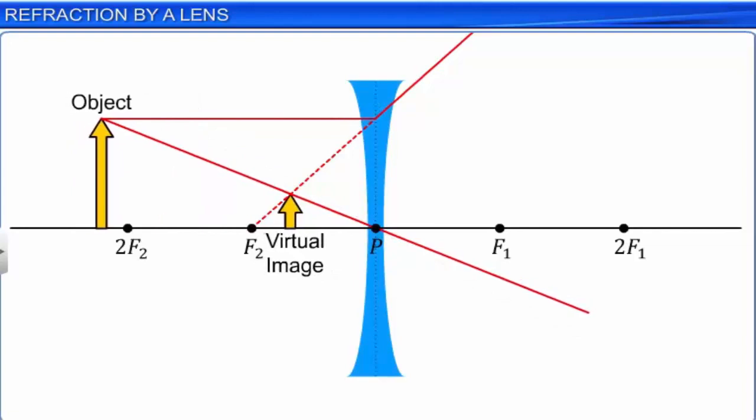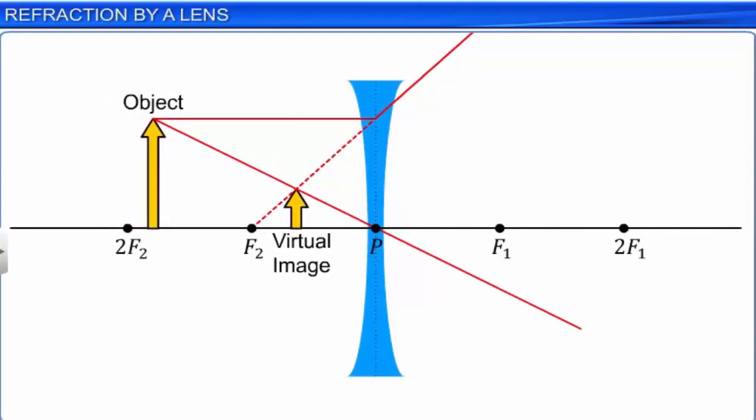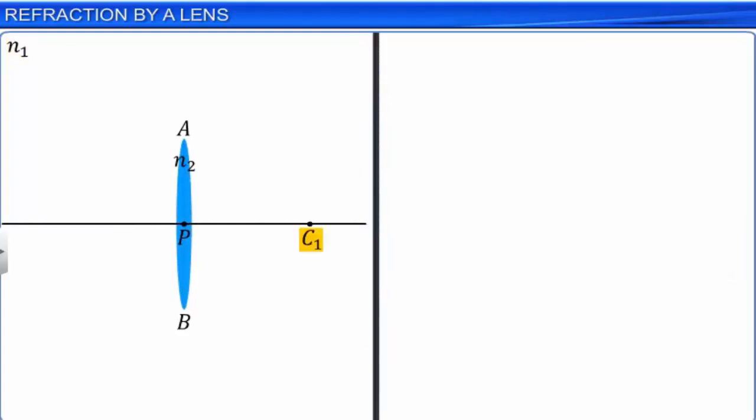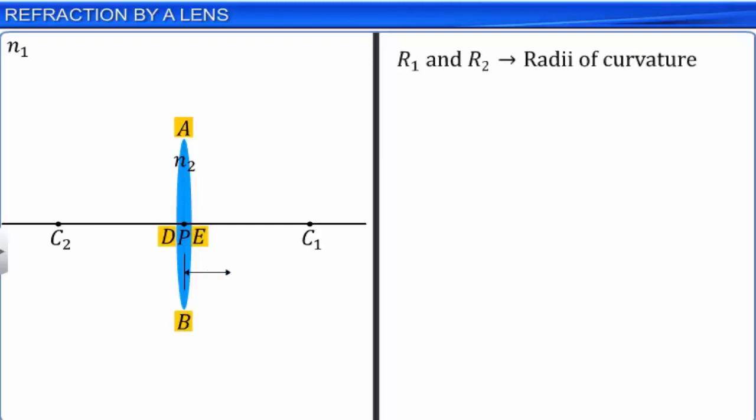Consider a double convex lens AB made of material with refractive index N2 and placed in a medium of refractive index N1. Let C1 and C2 be the centers of curvatures of the two spherical surfaces ADB and AEB with their radii of curvature equal to R1 and R2 respectively. If a point object O is placed on the principal axis, its image is formed at I. Let U be the object distance and V be the image distance.